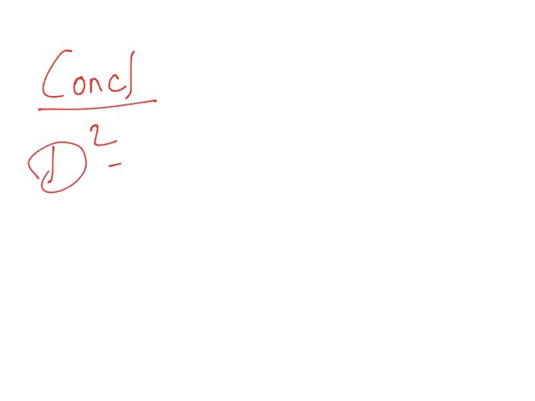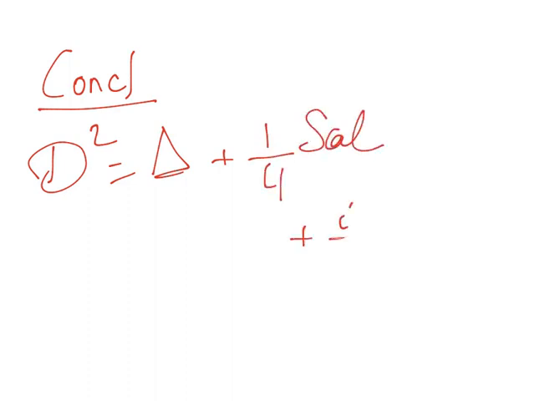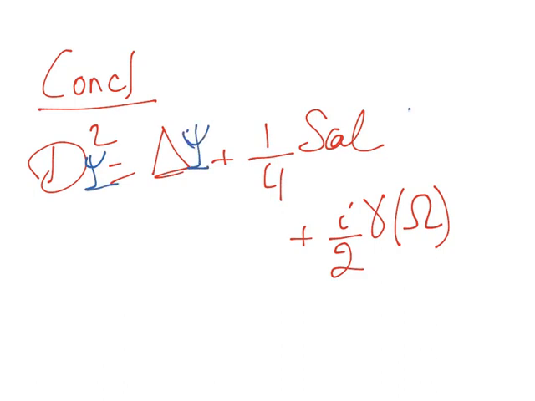D squared equals the Laplacian, plus 1 over 4 scalar curvature of my manifold, plus i over 2 the Clifford multiplication of the curvature 2 form, applied to any spinor field. If you would like to take any spinor field psi here, so 1 over 4 scalar of the manifold psi, and the Clifford multiplication of my curvature 2 form with psi.